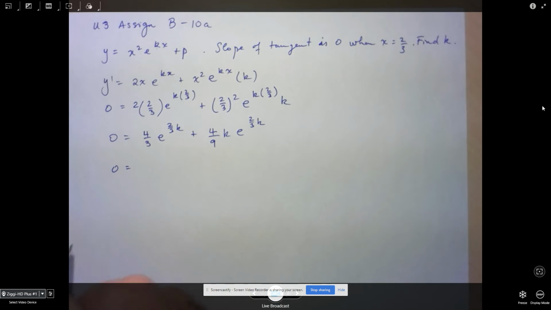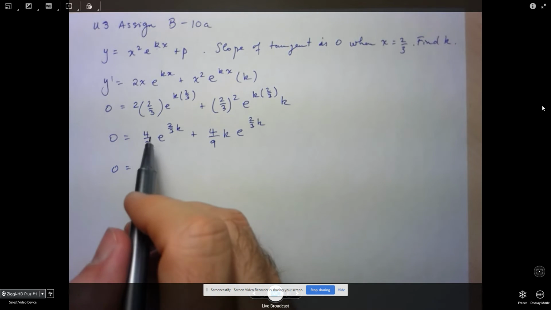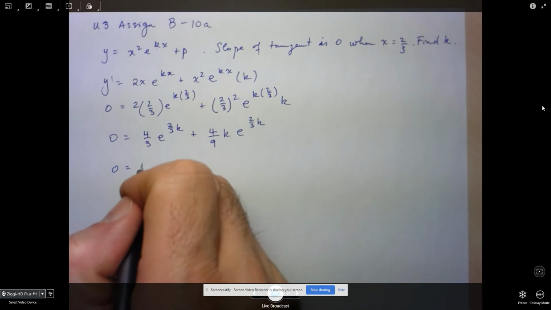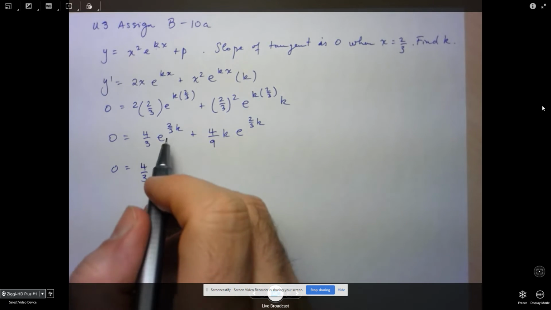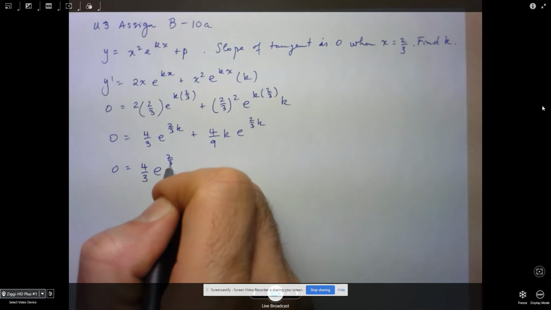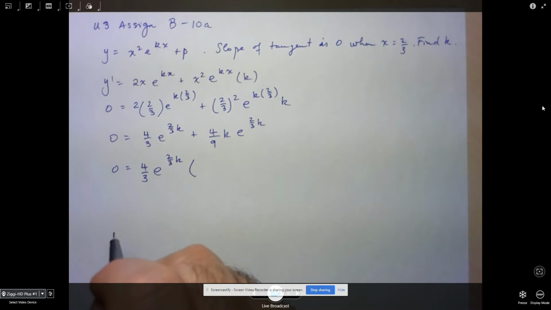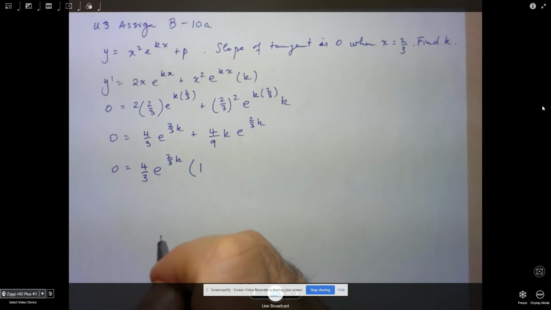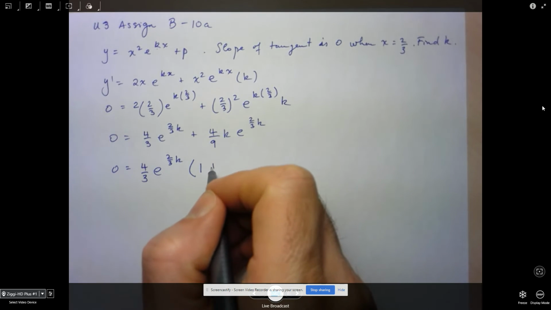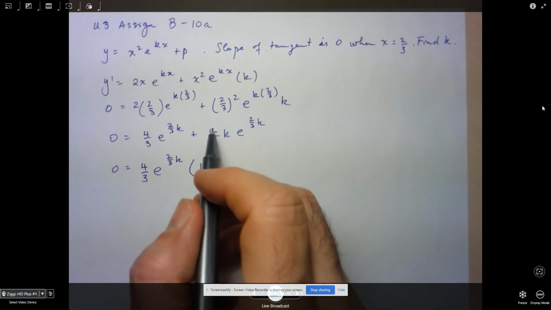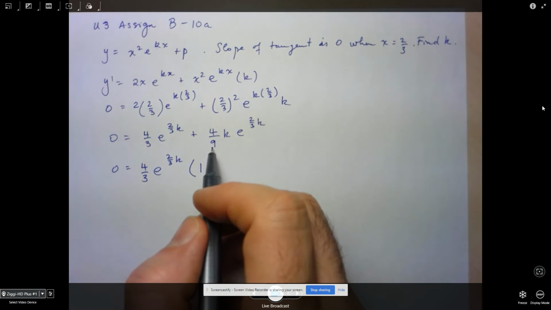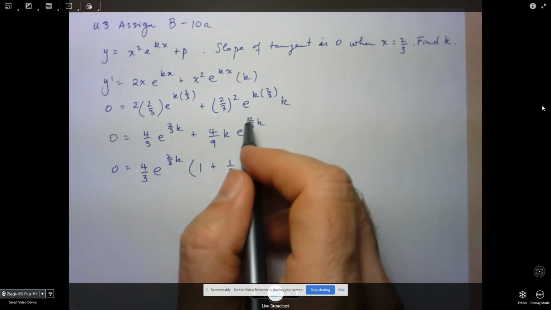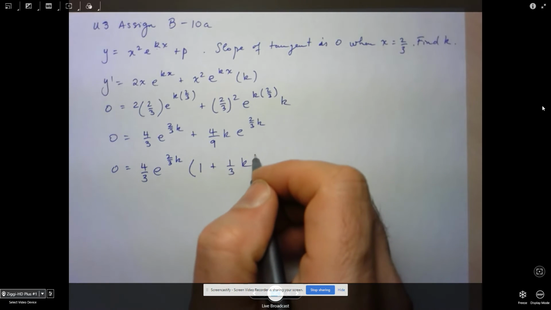Let's factor out as much as we can. Here I see that there's a 4 in the numerator and a 3 in the denominator that I can factor out, so 4/3, and then the e to the 2/3 k. Let's see what we're left with here. We've removed all the factors, so we're just left with 1. And then here, plus, we've removed the factor of 4 in the numerator, but only a factor of 3 in the denominator. So we have 1/3. We still have the k, and we've removed the e to the 2/3 k.